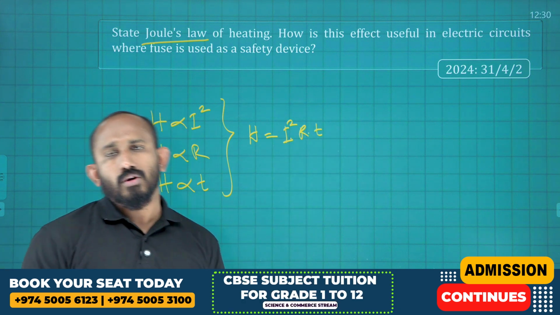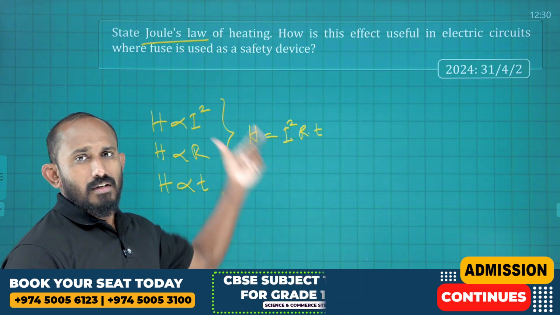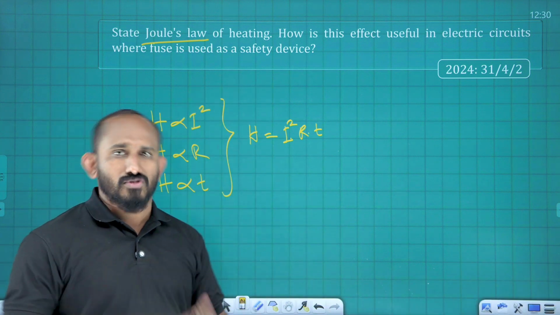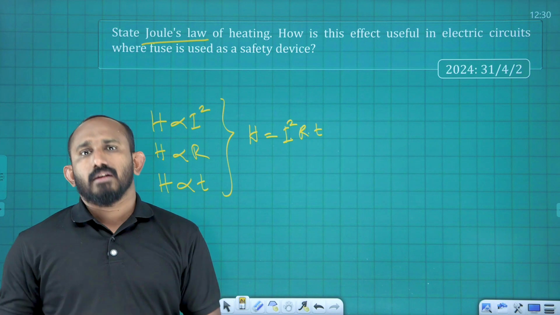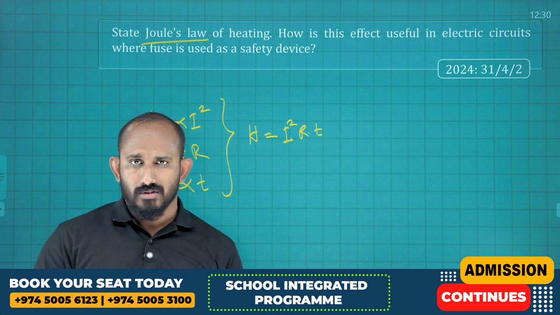H equal to I square RT. This equation is the expression for Joule's law. So statement you can give and expression you can give. Hope you got it. Refer the textbook also and make sure you know the statement.